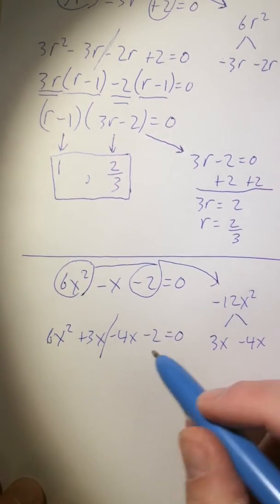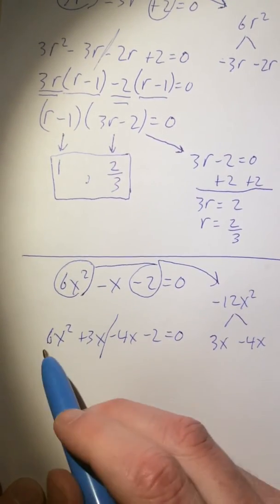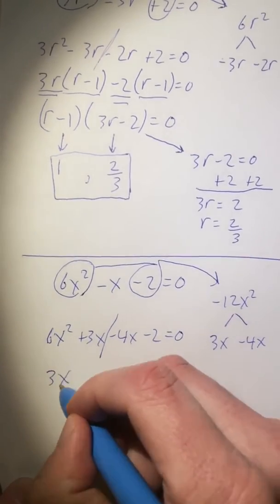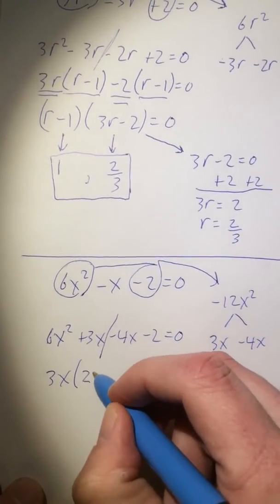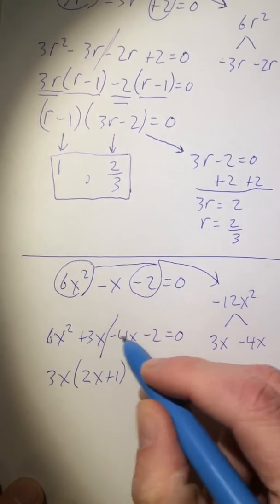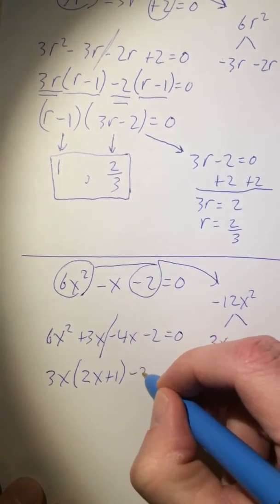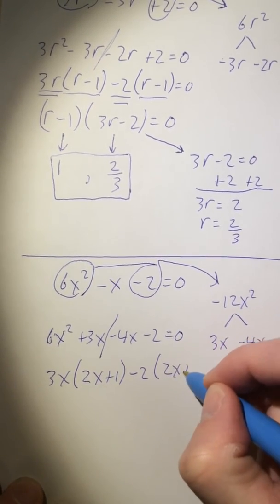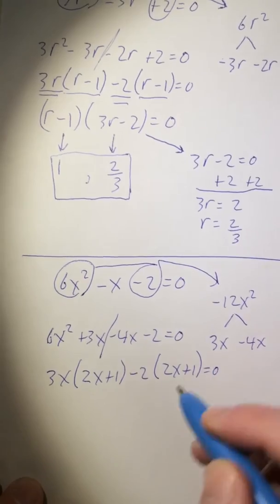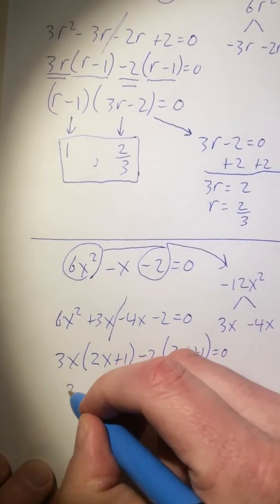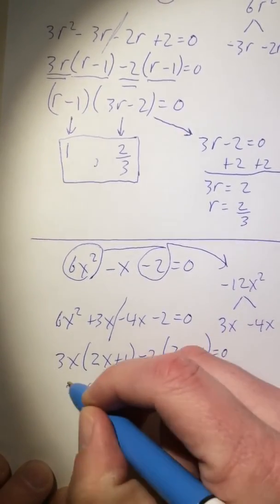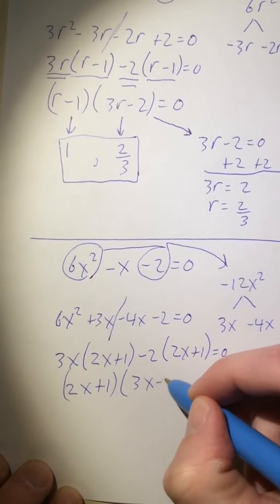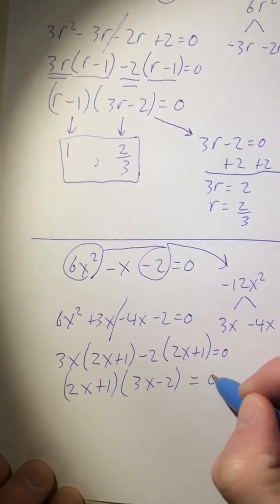Divide and conquer as we talked about earlier. And then we look at the first group, and what is it that we can factor out of the first group? And that's obviously a 3x times 2x plus 1. And we can factor a negative 2 out of the second group. And that'll get us 2x plus 1. And we see 2x plus 1 is in common. And by now, you should probably know whether you got the right answer or not. Now we got 3x minus 2 is the other factor.